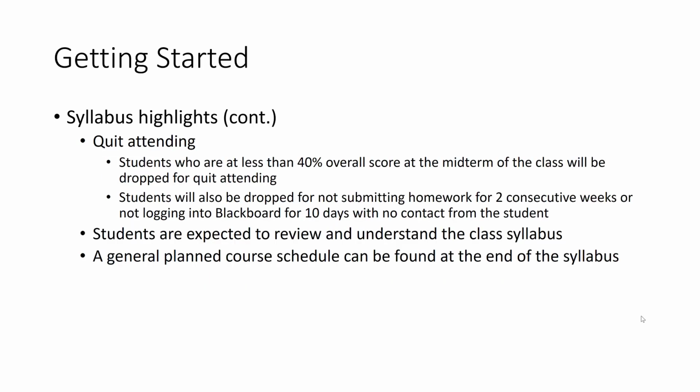Also, halfway through the semester, I have to report quit attending, which, as it sounds, means students have quit attending the course. So the way I determine that is any student who is at less than 40% overall score at that point in the course will be dropped for quit attending. And the reason I use that 40% number is because if a student is at that low of a score at that point in the semester, very likely they will fail the course. So they are better off just dropping the course at that point or being dropped from the course.